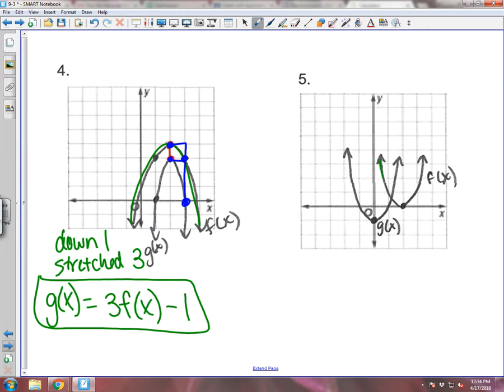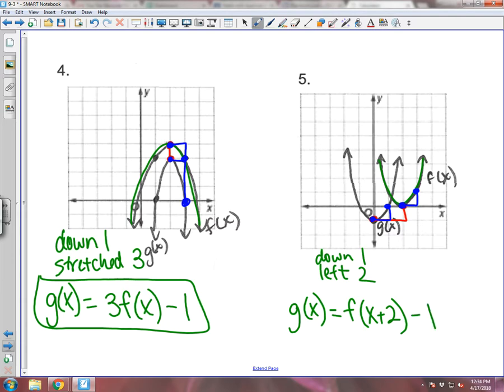Okay, number 5. Here's my f of x. It's gotten moved. This vertex gets moved down 1 to the left 2. Okay, let's see if the width has changed at all. This guy gets over 1 up 1. This guy's also over 1 up 1. So that width has not changed. All we have to do is move it. So g of x, if I'm going to move it to the left, that means I have to put a plus 2 inside the parentheses. And if it's going to go down, I need to put a minus 1 on the end.